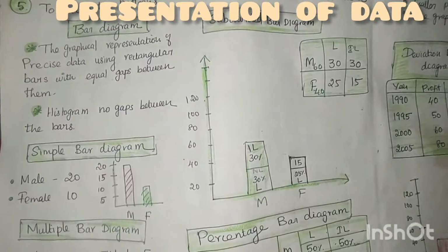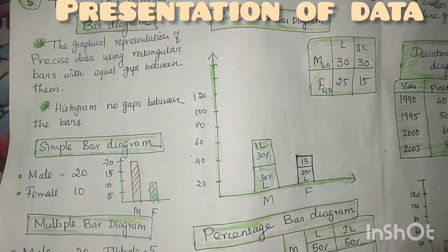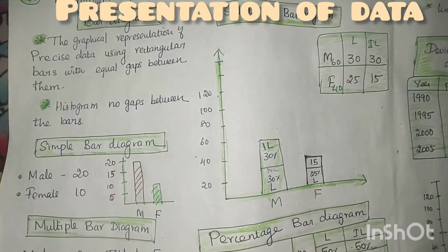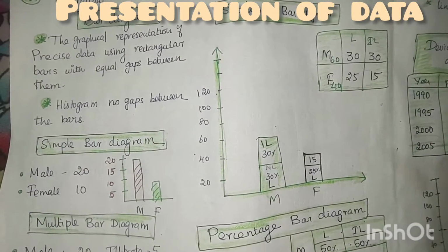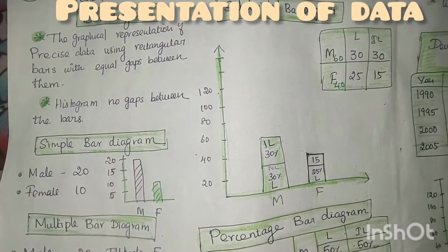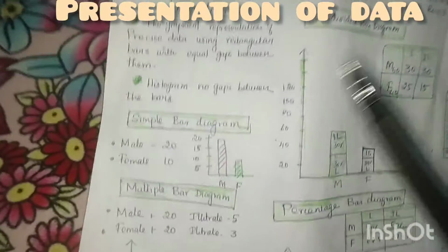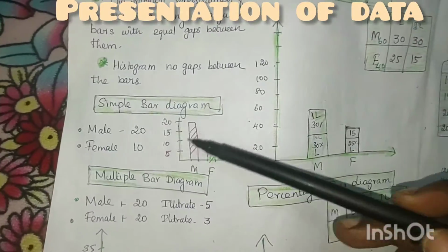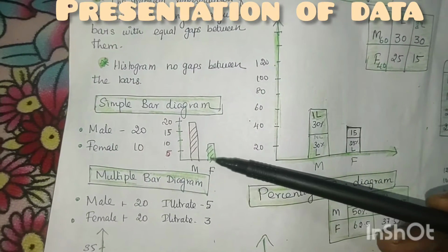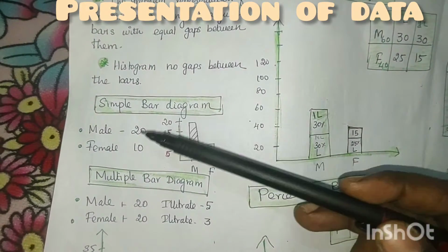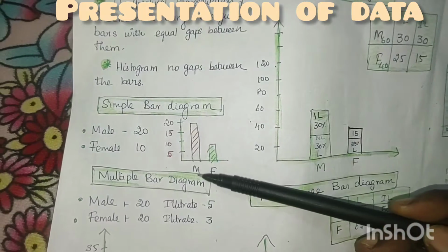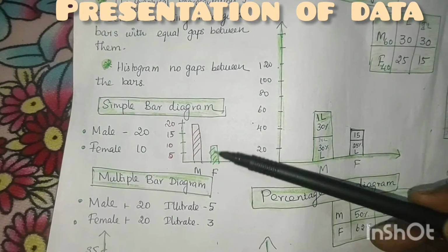When they ask the question, first write the definition: a graphical representation of precise data using rectangular bars with equal gaps is called the bar diagram. Then you write male and female, and then you put a column, and then male and female 5, 10, 15 like this. Male is 20, so until 20 you draw the column, and the female is 10, until 10.